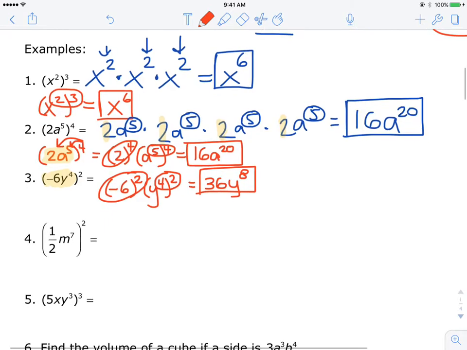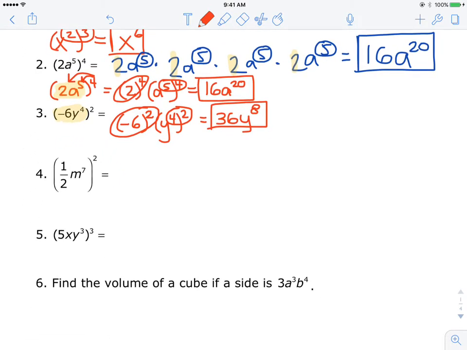Okay. Problem 4, all that's different here is you don't have a number that you're used to, you have a fraction. It's still the same thing, right? The 1/2 and the m to the 7th, everything inside, again, is being squared. So we're going to rewrite it. 1/2 squared to the power of 2, m to the 7th, to the power of 2.